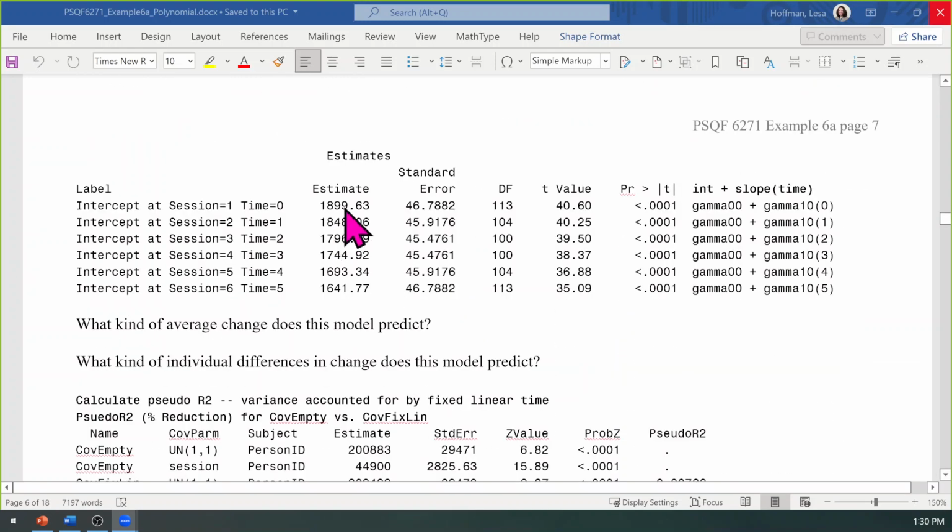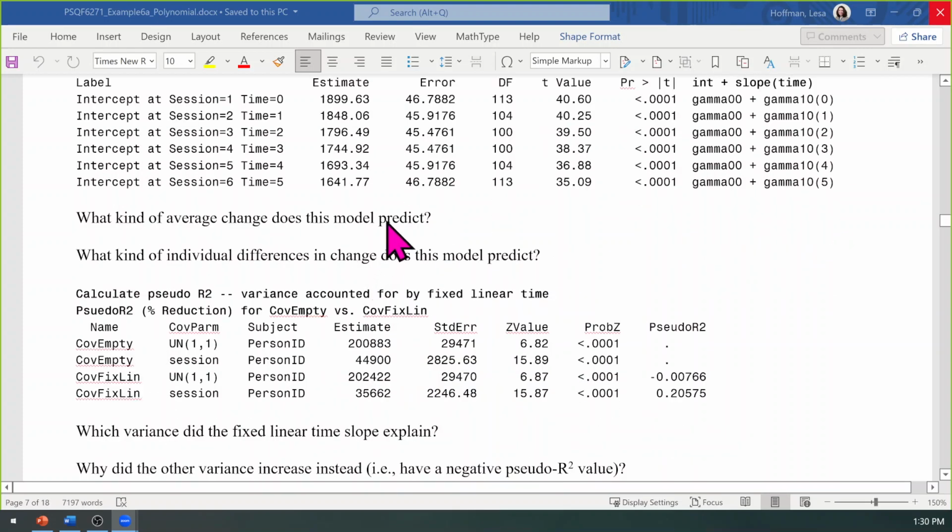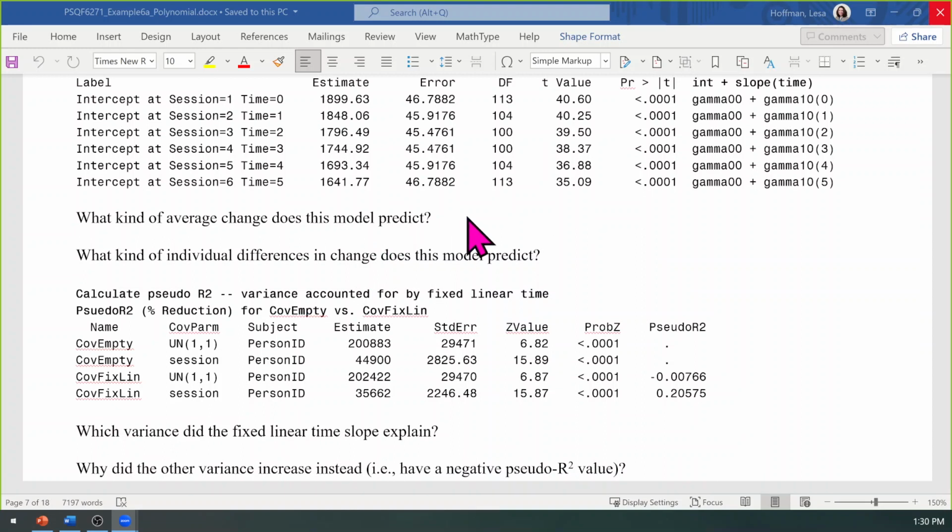Here are the other estimates that I then asked for. So these are the model predicted means from that linear trajectory. Each of these values will be different by about minus 52. And we already answered these questions. The kind of average change this model predicts is linear. All I have in here is a linear effect of time, so I'm predicting a constant rate of change that never stops. And because I have only a fixed linear effect of time and not the corresponding random effect yet, I'm predicting parallel change across people.